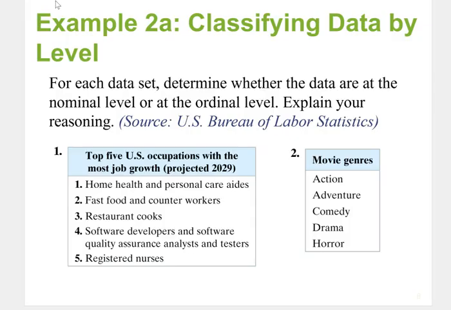All right, and then number 2, that would be our ordinal. Notice they're all genres, but there's nothing I could do with these, right? I can't rank them, because every person might rank them differently. I can put them alphabetically like they are now, but that's about it. There's no computations or anything I can do with those. So that would be ordinal on the left, nominal on the right.